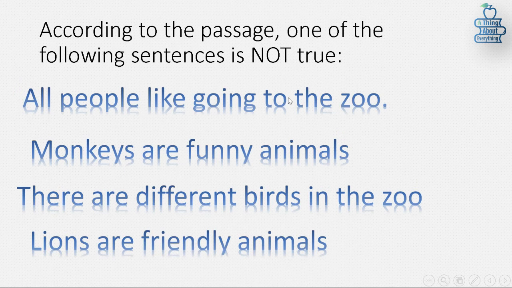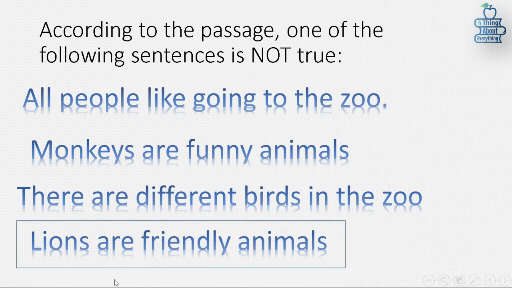All people like going to the zoo. That's right. Monkeys are funny animals. They mentioned that. There are different birds in the zoo. Again, they mentioned different kinds of birds in the zoo. So we have here the last sentence, which they didn't mention anything about. So this is the right answer. Lions are friendly animals. Okay, you see how we chose the correct answer? We just read the ideas and scan for them in the text and get the wrong one.